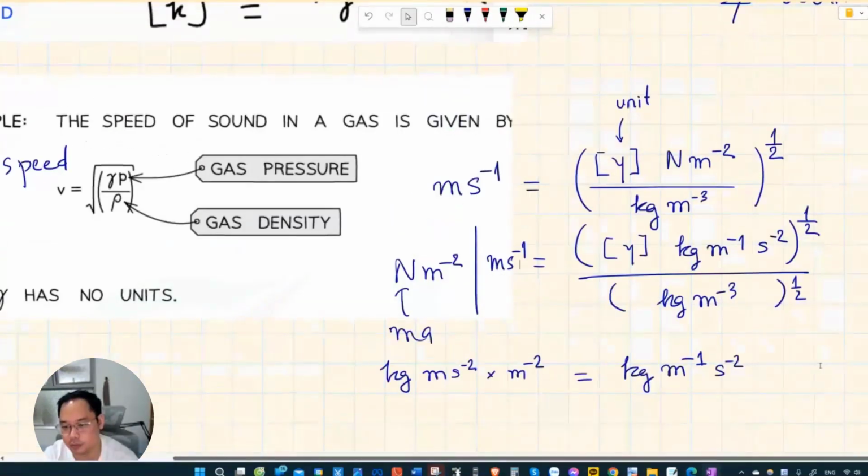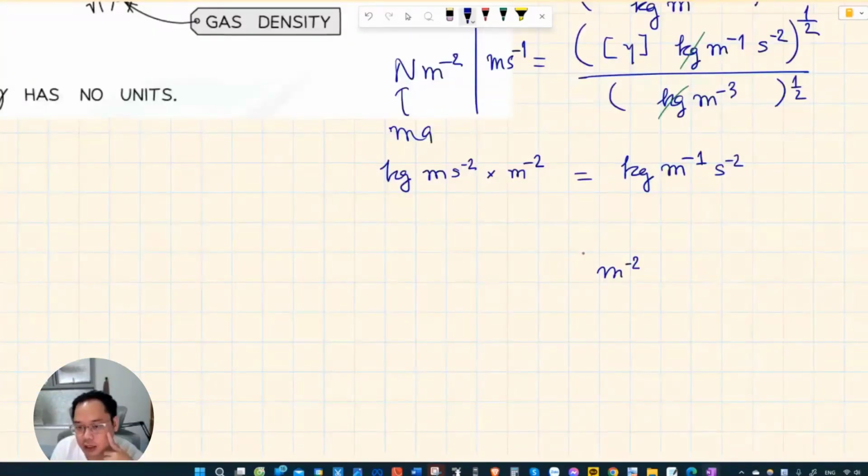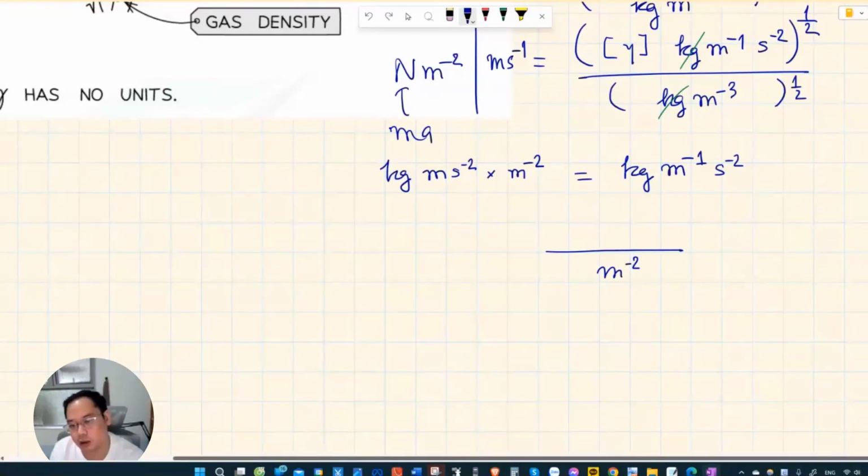Can we just simplify the top and bottom? Yeah, exactly. Yes, we can do that. Simplifying kilogram, meter minus 1, meter minus 2. Let's simplify that. So that meter minus 2 is at the bottom, and then the top, the unit of gamma, second minus 2 still remains. And all of this to the power 1/2 equals meter per second.